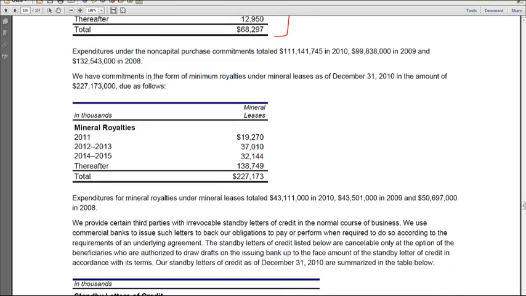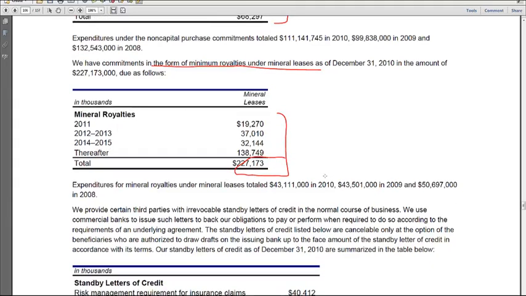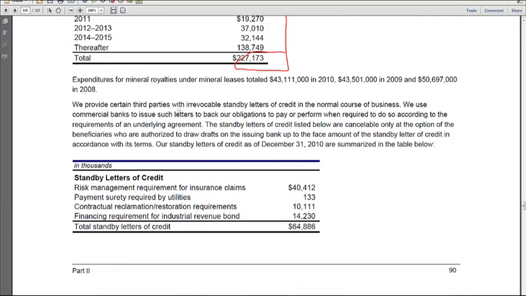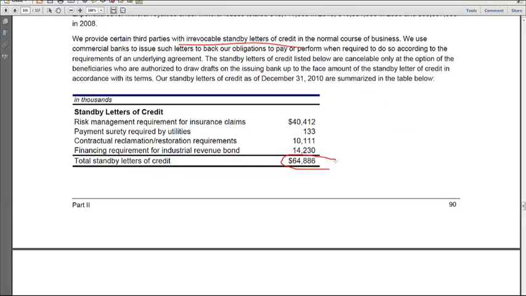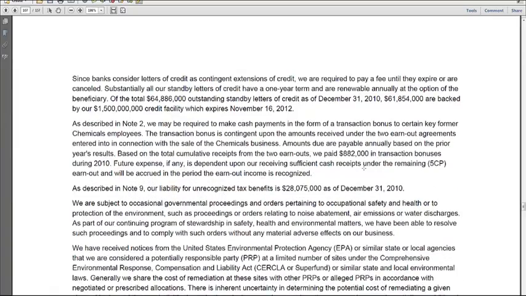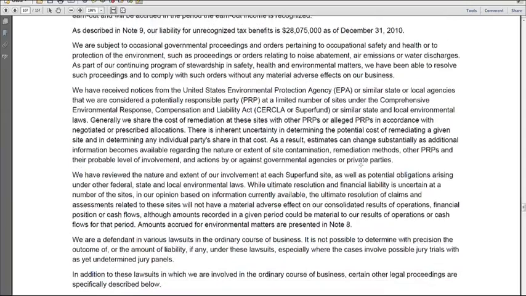They also have commitments to pay out under royalties for mineral leases, which are about 227 million. Again, this is not a liability now because there's been no obligation or transaction that's been triggered yet. But in the normal course of business, Vulcan will have to pay out approximately 227 million over the next few years under these mineral leases. Next thing is they provide guarantees, standby letters of credit. So that's about 65 million that they're potentially on the hook for, that they could borrow up and then owe to banks.